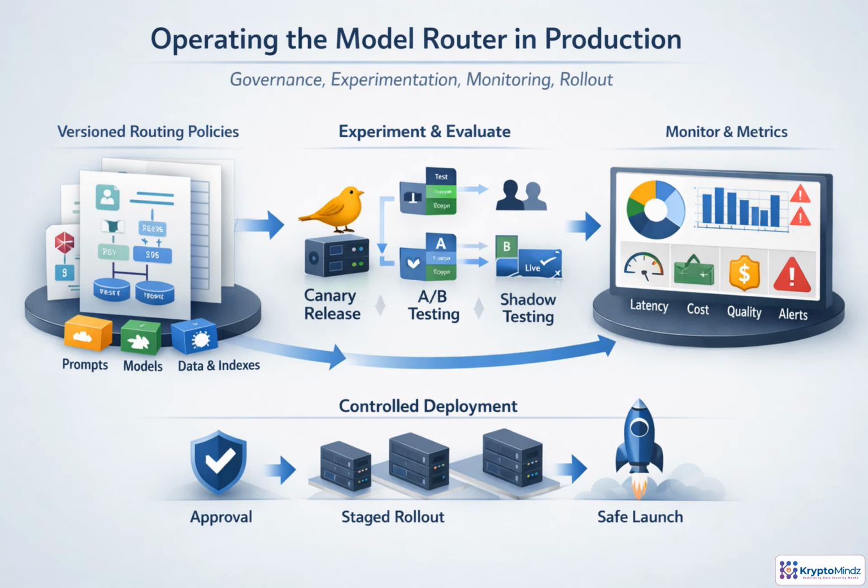In production, a model router should be operated like any other critical release system. Routing policies need versions, owners, and change history, just like prompts, models, datasets, and indexes. Before a policy reaches users, test it with canaries, A/B comparisons, shadow traffic, and holdout evaluations. After launch, monitor distribution, cost, latency, quality, safety events, fallback rates, and satisfaction. Sensitive routes need approval, and every rollout needs rollback criteria. The goal is simple: improve routing continuously without turning experimentation into uncontrolled production risk.